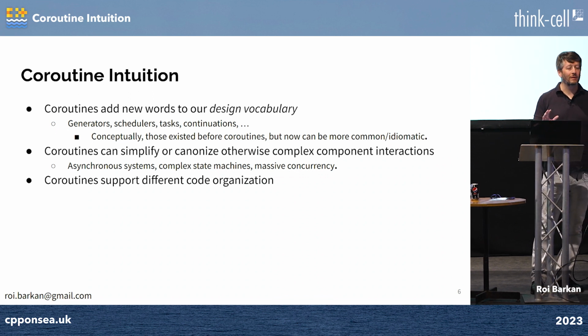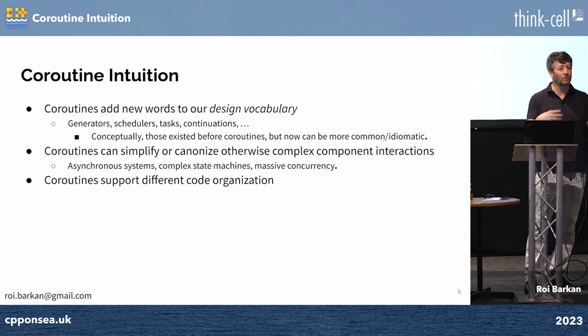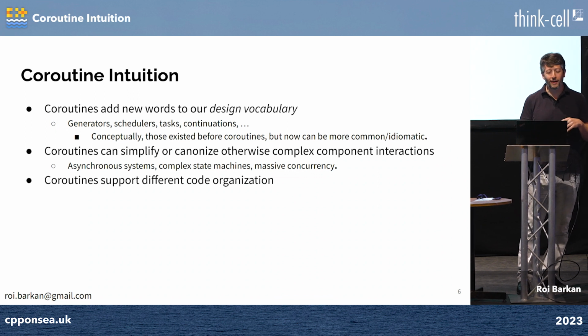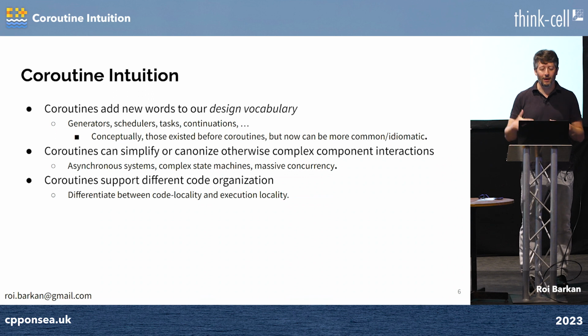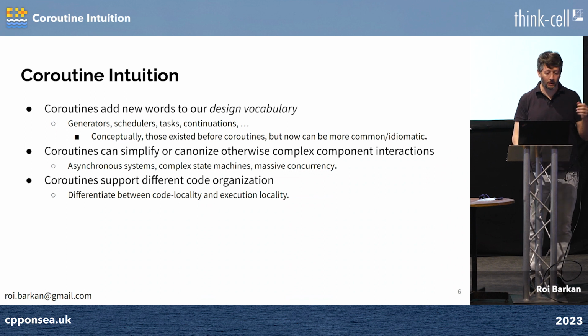And like lambdas, coroutines also support different organization of our code, where we said that lambdas let you put different pieces of code that run at the same time together, close to each other. Coroutines is to some extent the opposite. It lets us differentiate between code locality and execution locality. We can have adjacent lines of code that are very close to each other, but actually might be executing at very different points in time or in very different environments. And sometimes it can be helpful, and we'll see that.